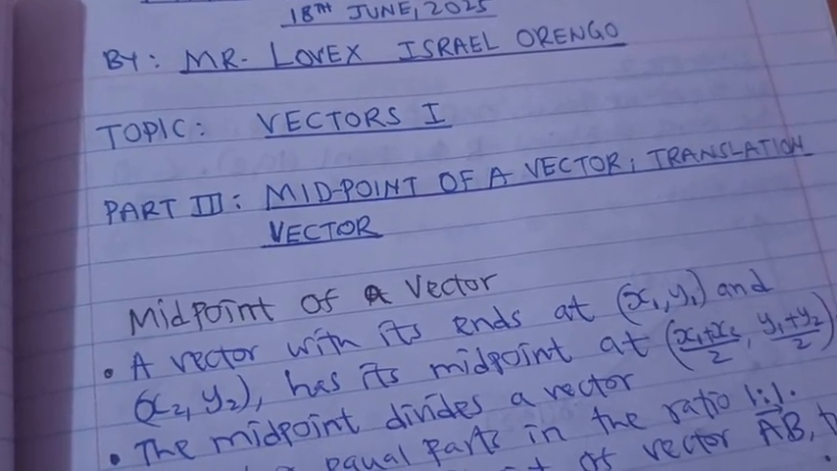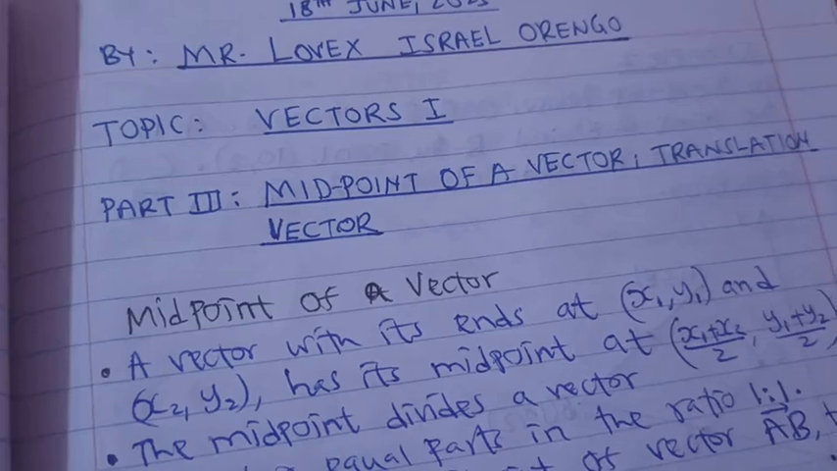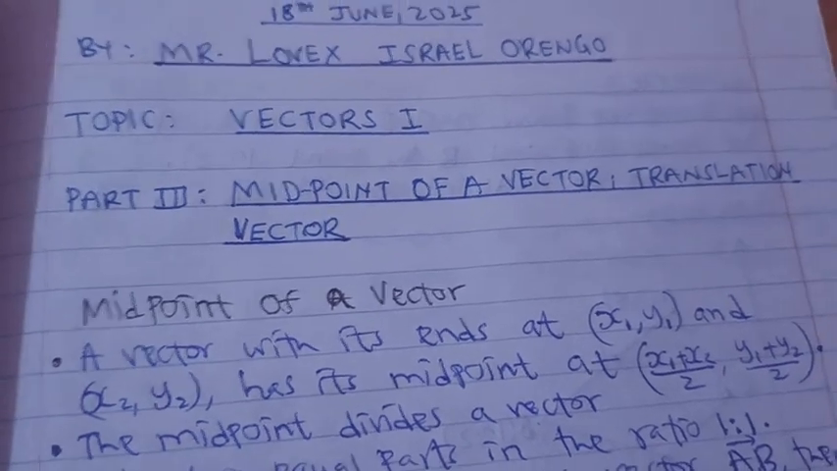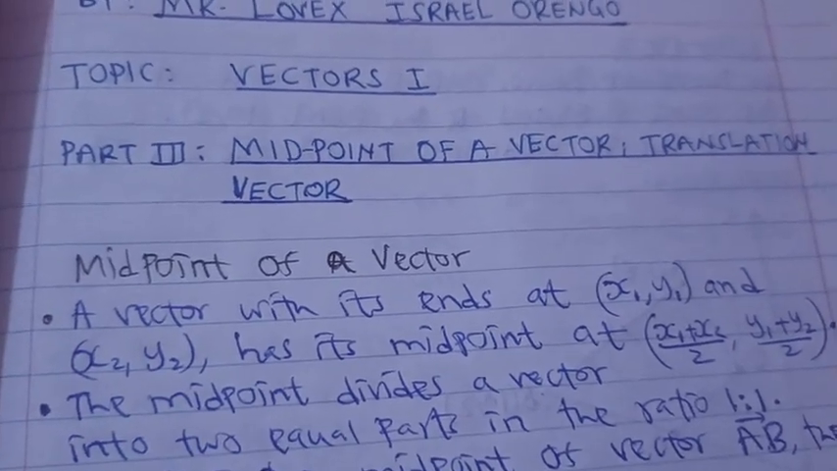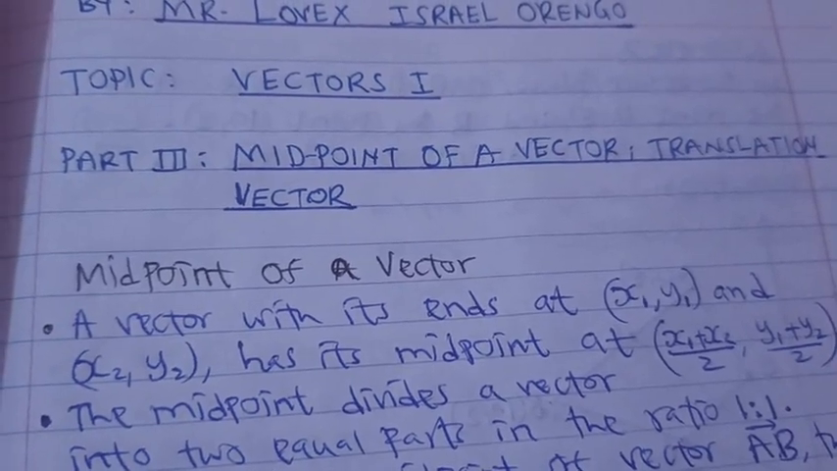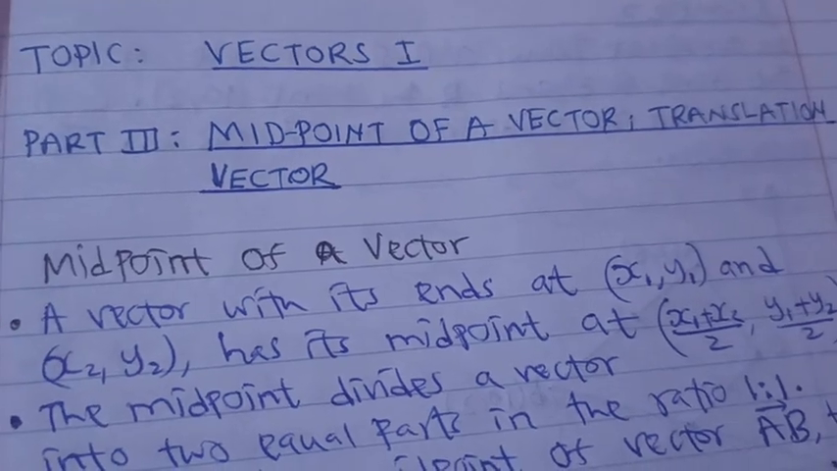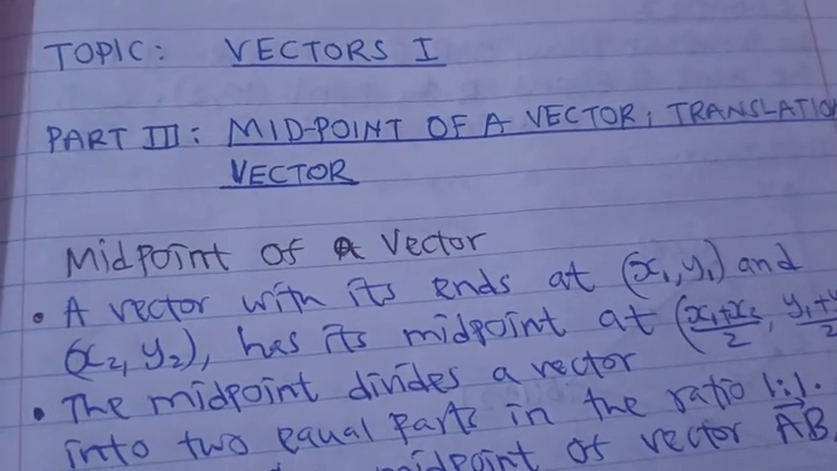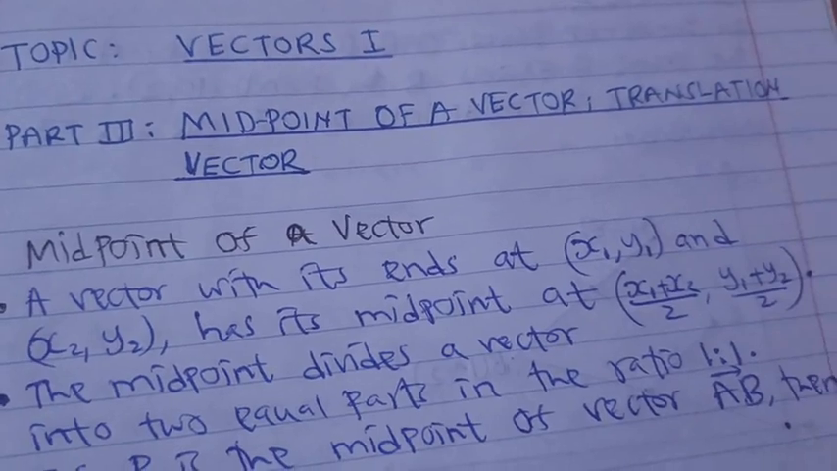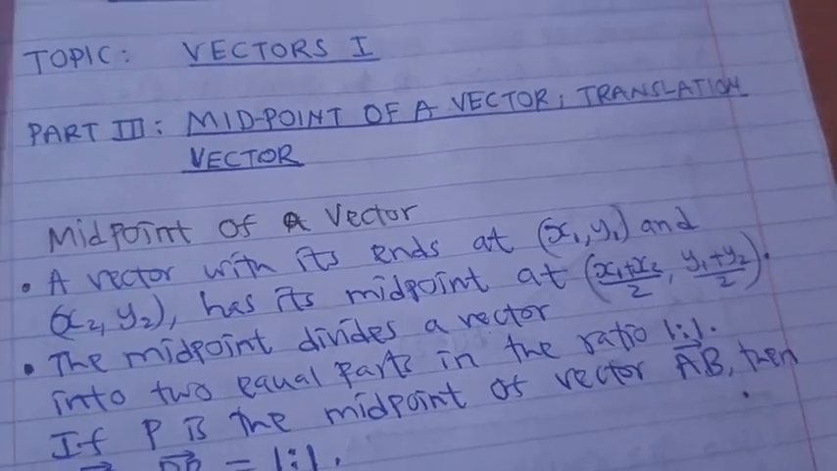In Part 1 and 2, we talked about a number of concerns about vectors: how to present a vector, how to get the magnitude of a vector, how to operate on vectors, how to multiply a vector by a scalar, how to add vectors. Now in this section, we are talking about the midpoint of a vector and a translation vector.